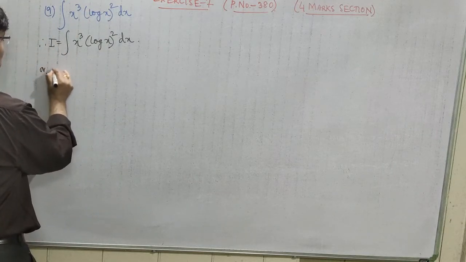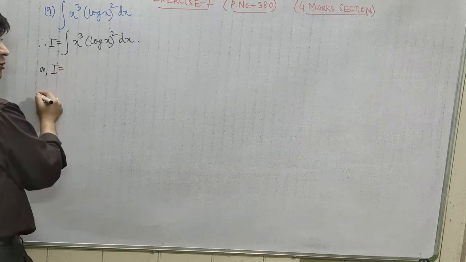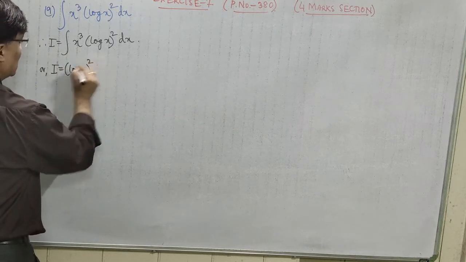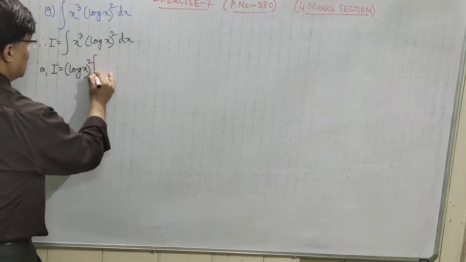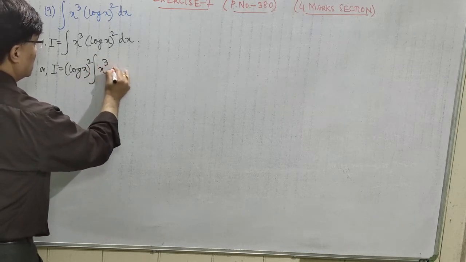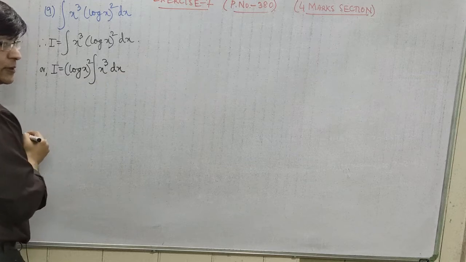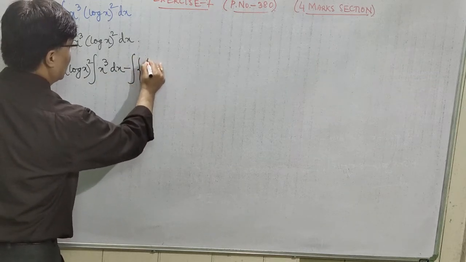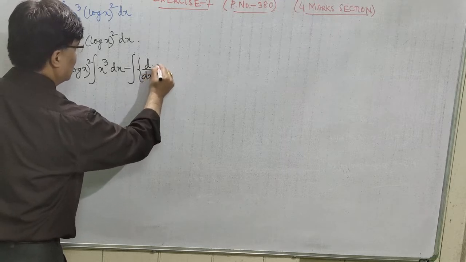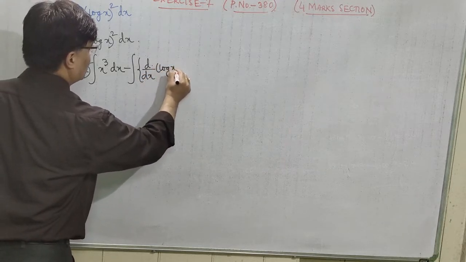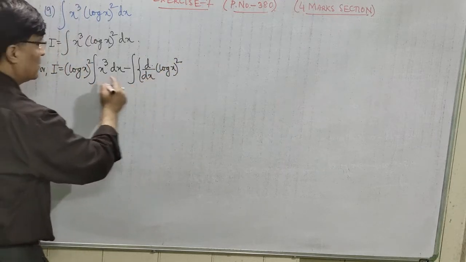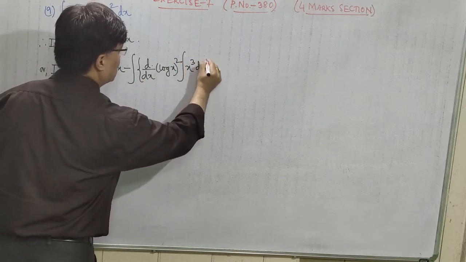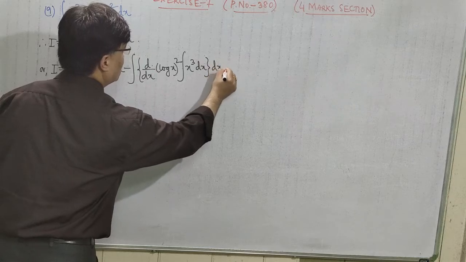So the first function, which is log x whole square, is taken outside integration sign. That is your log x whole square. Integration of, this is x cube dx. Okay. Minus integration of, second bracket, dy dx of first function, that is log x whole square. Then integration of x cube dx, second bracket close dx.